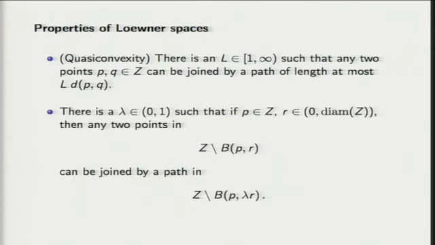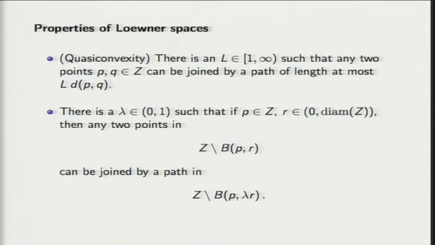Okay, quasi-convexity. So that says, given 2 points, you can join them by a path of controlled length. Now, the second condition says, if you take 2 points lying outside an R-ball, then you can join them by a path outside some shrunken ball. So you take 2 points lying outside an R-ball, well, then you can shrink the radius by a controlled factor and join the points in the exterior of that smaller ball.